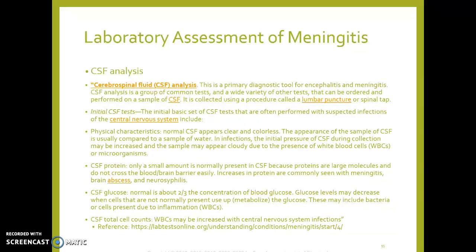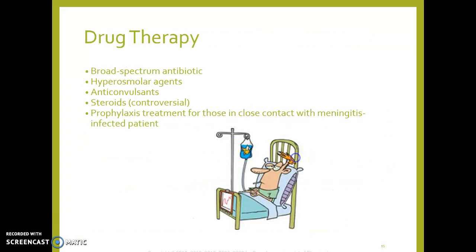Because typically there might be a little bit of protein, but not a lot of protein. But they will see an increase in protein with meningitis. And then the glucose count, because glucose levels decrease when there's white blood cells and other things in there in comparison to where it normally should be. So that's where the definitive is going to be. And I'll share more with you guys about that when we meet together again.